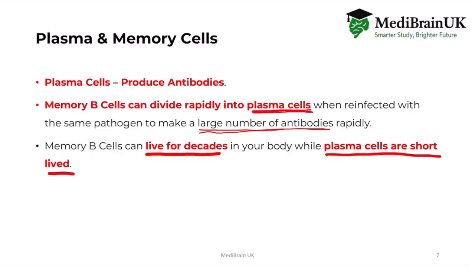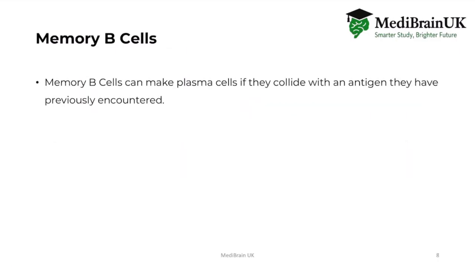So going into memory B cells a little bit more, and this is the last bit of information that you need before we move on to exam questions. But memory B cells, they produce plasma cells when they collide with the antigen that they have previously encountered. So for example, let's talk about COVID.